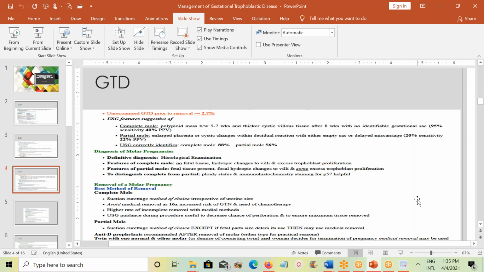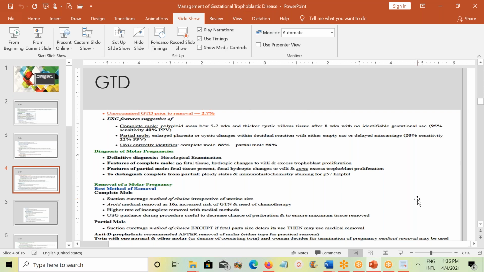In real life we give it even after a complete mole, but for the sake of the exam, after a complete molar pregnancy we don't have to give it. But if the suspicion is higher, and anti-D may be required because their blood groups are different, then we can offer it.